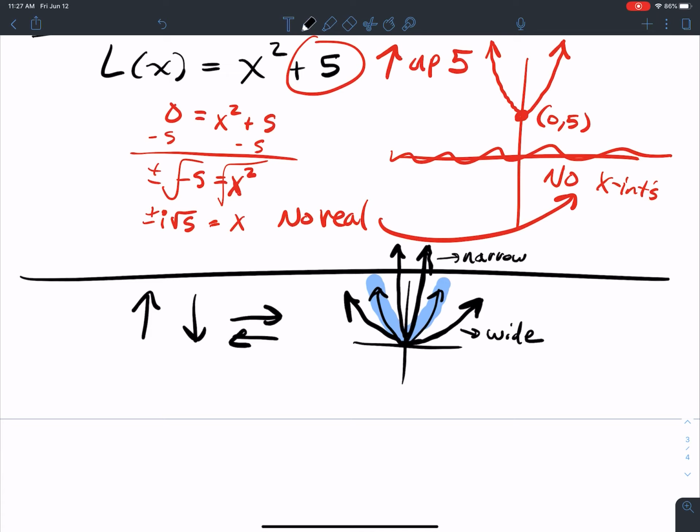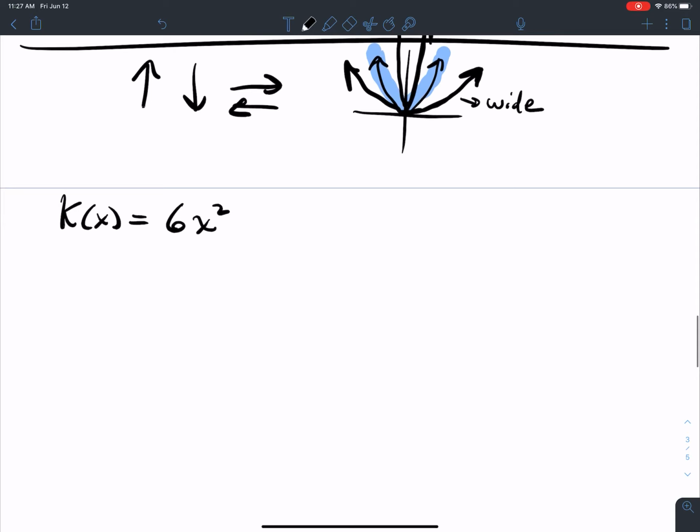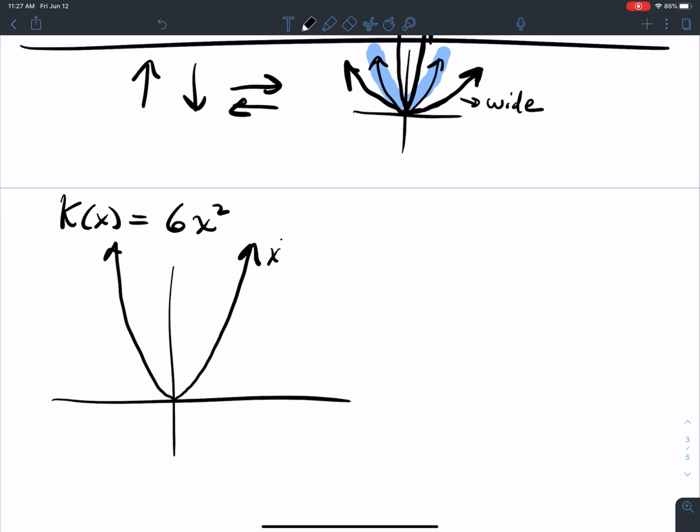So say I take k of x equals 6x squared. What does that do? Well, it takes my parabola that's like this. So that's x squared. And if you think about it, at 0, 0, right? And then this is at 1, 1. And then this here is at 2, 4. Well, if all of a sudden I change this to be this new equation here, what's going to happen?